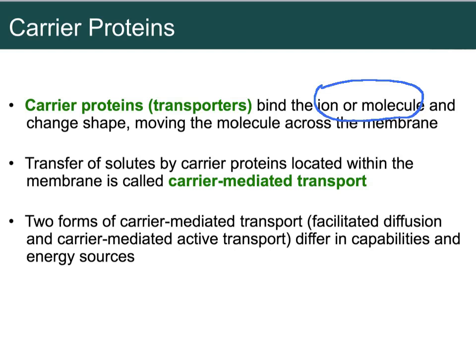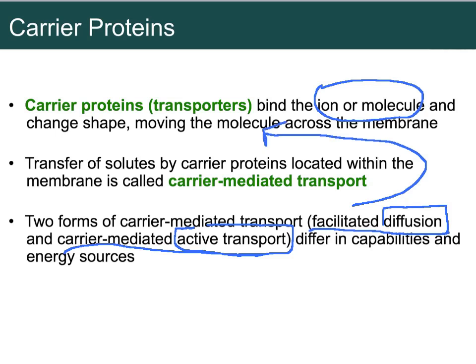There's two forms: facilitated diffusion and carrier-mediated active transport. Lots of words. We'll usually just call it active transport, and we'll talk about that later. Facilitated diffusion is just regular old diffusion that we'll talk about in a minute, but it's helped by these proteins. Active transport is different because it needs energy, and we'll talk about that when we get to it. I think that's in the next section, actually, not this section. It needs energy for it to transfer. That's why it's called active.